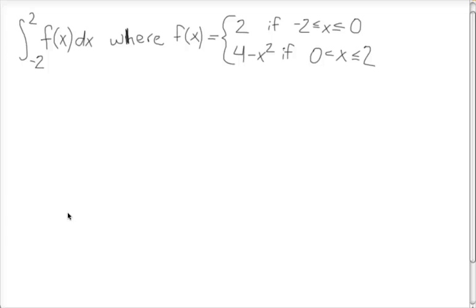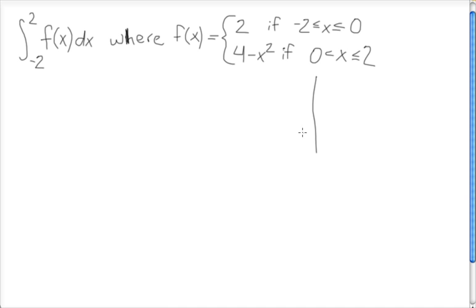So in this question we have the integral between -2 and 2 of f of x dx, where f of x equals 2 if x is between -2 and 0, but f of x is equal to 4 minus x squared if x is between 0 and +2. So don't forget with integration questions that really finding the integral is finding the area under the curve.